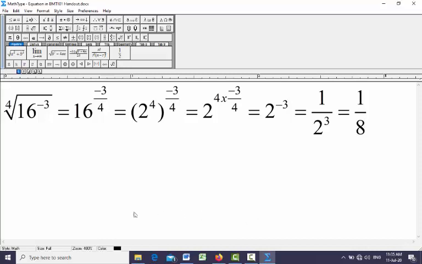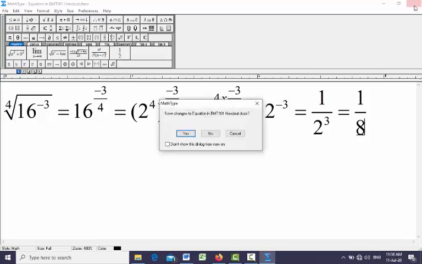Right? So let me check if I have typed correctly or not. Yes, it's correct. 3 by 4, correct. So cancel out, 2 to the power minus 3. Yes, it's absolutely correct. So you need to always revise after you solve a problem, because you may make a mistake in solving it. So that's the answer of that question.